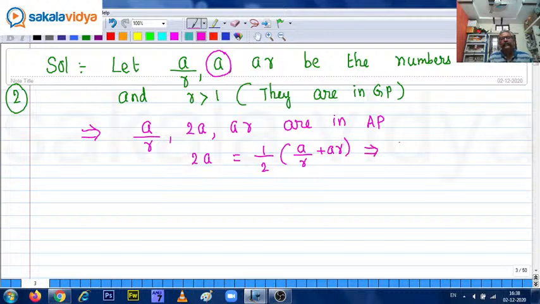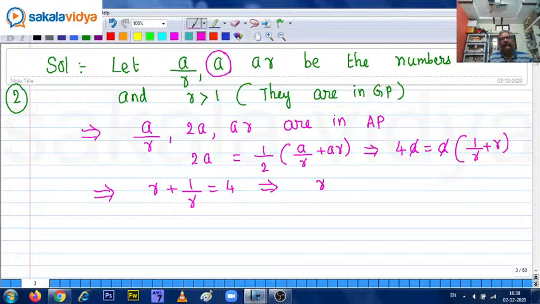Cross multiply: 4a equals, taking a common, 1 upon r plus r. The a gets cancelled. So we get r plus 1 by r equals 4. So we need to solve it. Multiply with r: r square plus 1 equals 4r. So r square minus 4r plus 1 equals 0. We get a quadratic equation in r. Solve it for r, you will get the common ratio.